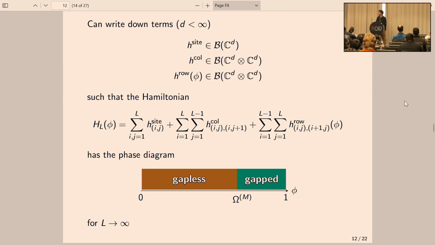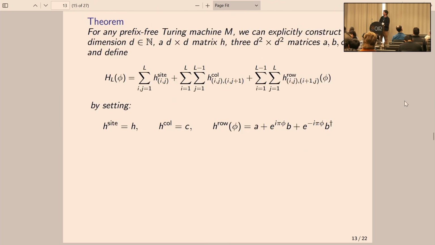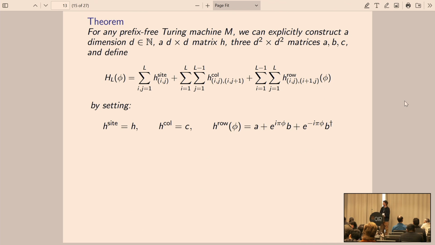So the result. We can write down terms H site, H col, and H row, such that the Hamiltonian H sub lambda phi, given as so, has the phase diagram on the board in the thermodynamic limit. And slightly more formally, for any prefix-free Turing machine M, we can write down an integer d, a d by d matrix H, and 3 d squared by d squared matrices A, B, and C. Define our Hamiltonian as shown by setting the one-body term to be this matrix H, one of the two-body terms to be this matrix C, and then the other two-body term as shown on the board.